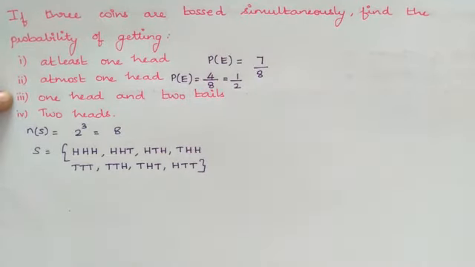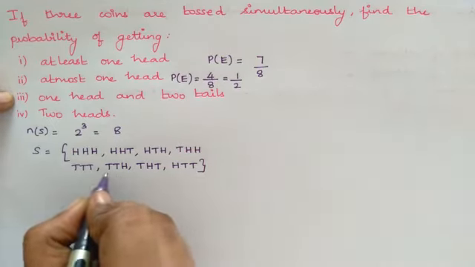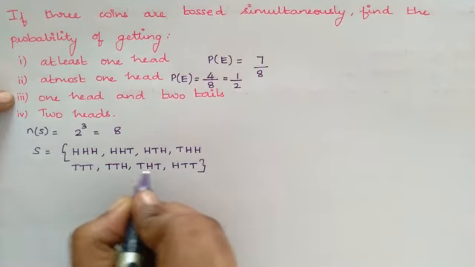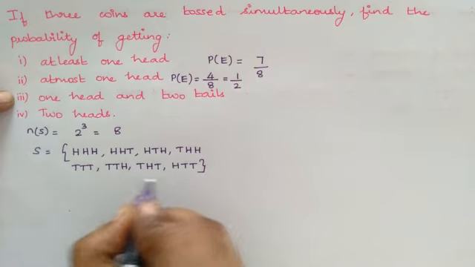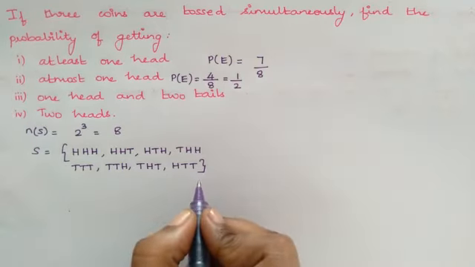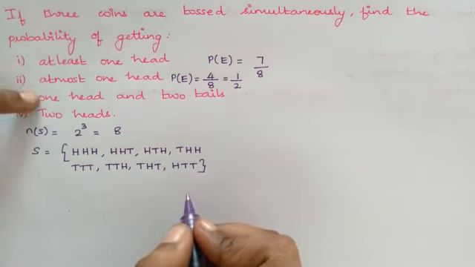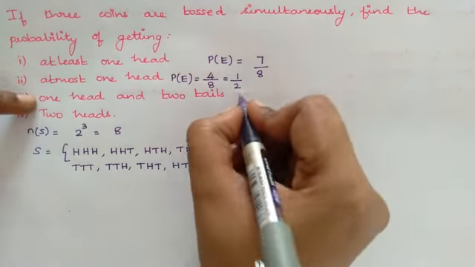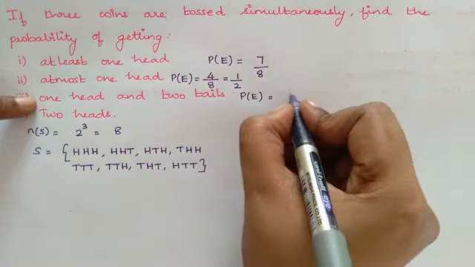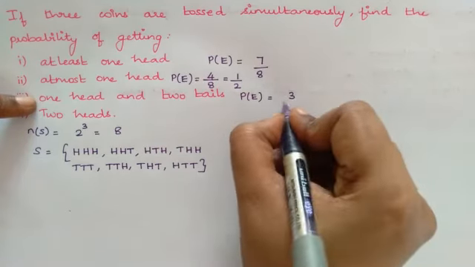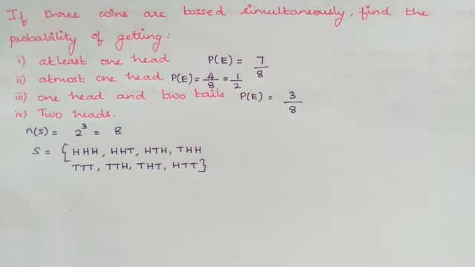Next, third question, one head and two tails. Wherever we get one head and two tails alone, that only we can take. So here one head, two tails. One head, two tails. One head, two tails. So three possibilities we have. So these three possibilities are the ones where we are having one head and two tails. So the probability of the event of getting one head and two tails: you are having three favorable outcomes by total number of outcomes, which is 8. 3 by 8. That's it.